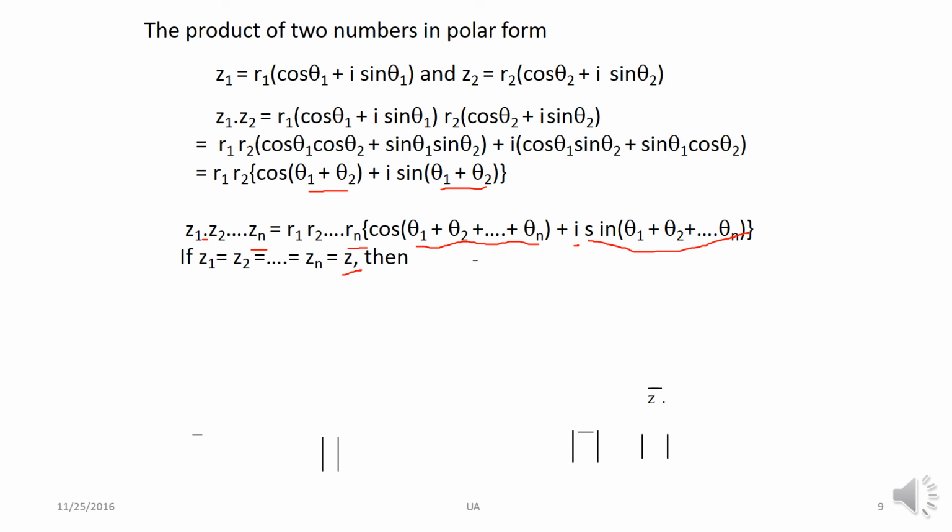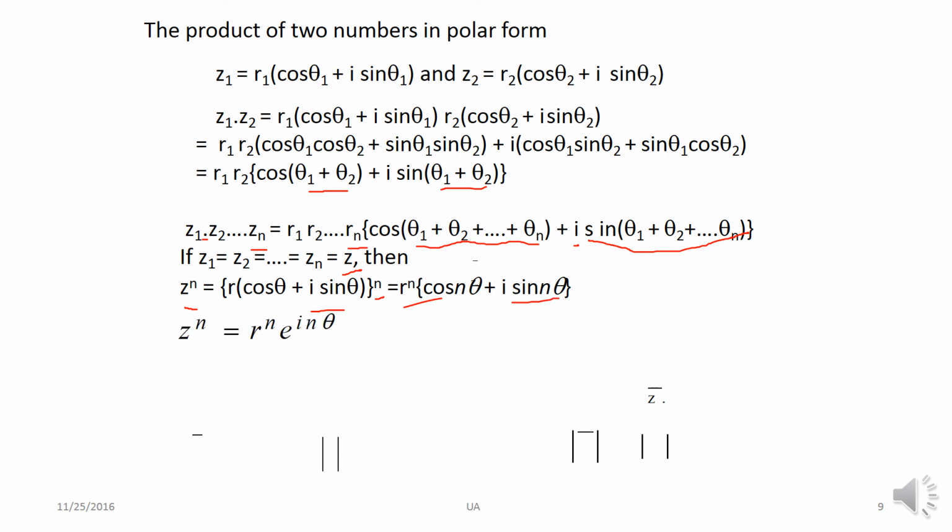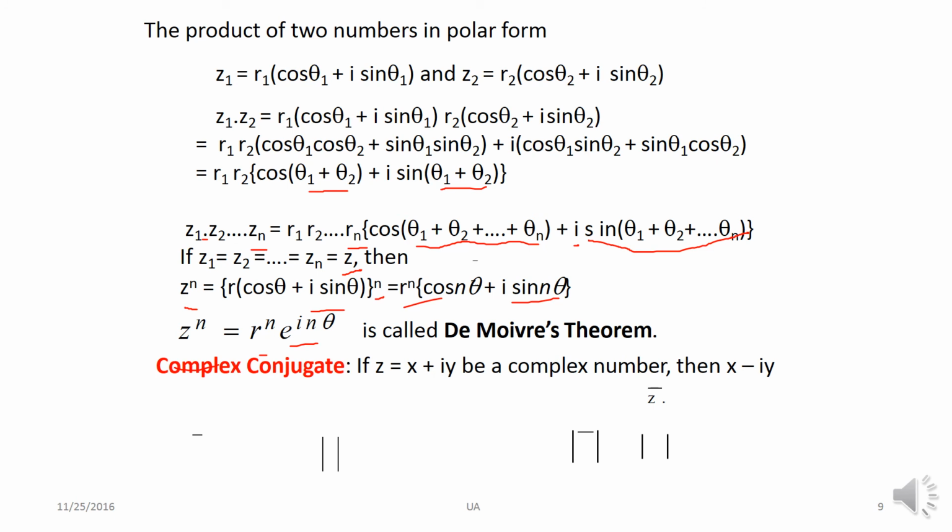And suppose these numbers are all equal to z, then we will have z to the power n equal to r (cos theta plus i sin theta) to the power n, which is r to the power n (cos n theta plus i sin n theta), and then we can write z to the power n as r to the power n e to the power i n theta, which is de Moivre's theorem.